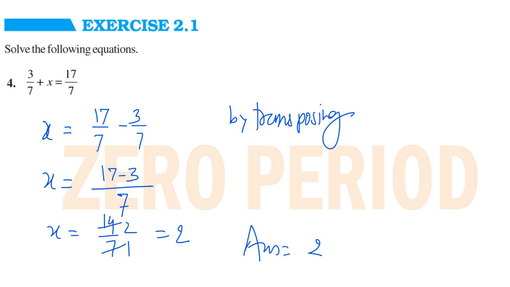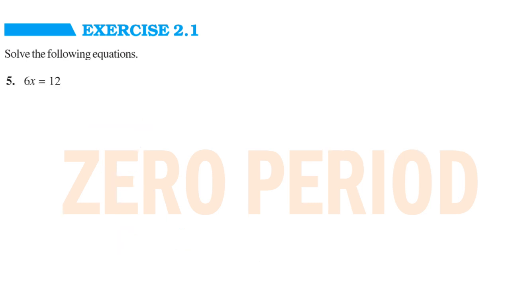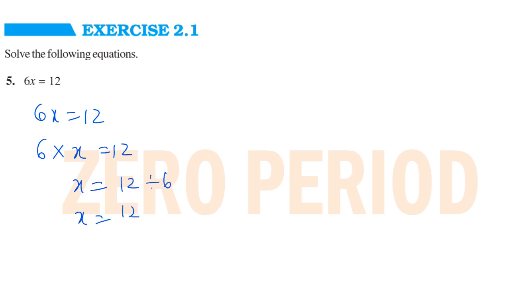Let's move to the fifth one. This is a very interesting question. 6x equal to 12, very simple. This time the transposing part of variable and constant is a little different from previous ones. 6x equal to 12. Now I can write this 6x as 6 into x. So when I transpose this 6 to the right hand side, it becomes division. So x is equal to 12 divided by 6, or you can write it 12 by 6. 12 by 6 is 2. So x is equal to 2. Your answer is 2.